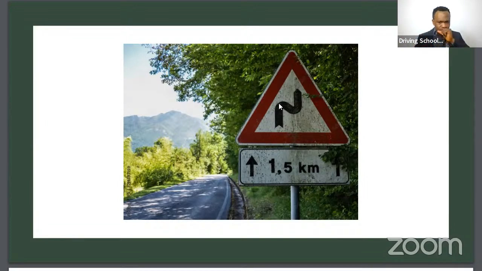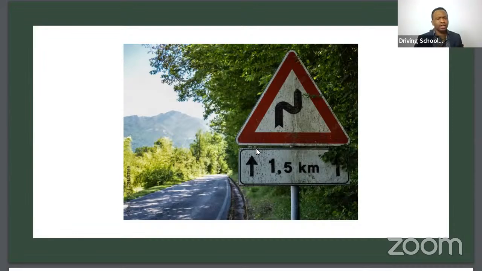But how long is this curve? That is when they now indicate this one to let me know that the length of the stretch of road where that curve is, is 1.5 kilometers. Remember, 1.5 kilometers, if you are converting it to meters, that is going to give you 1,500 meters, if I'm correct. So the length of the stretch of road where the dangerous curve is, is 1,500 meters, which is 1.5 kilometers.